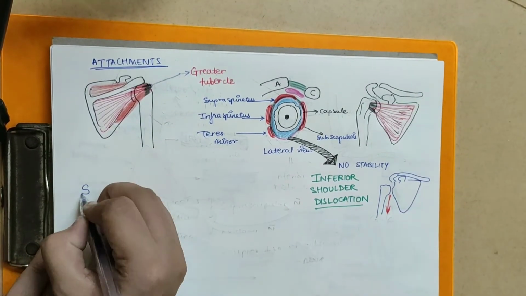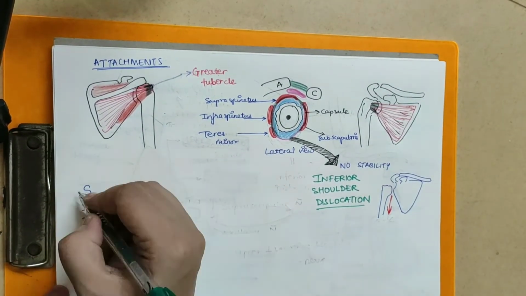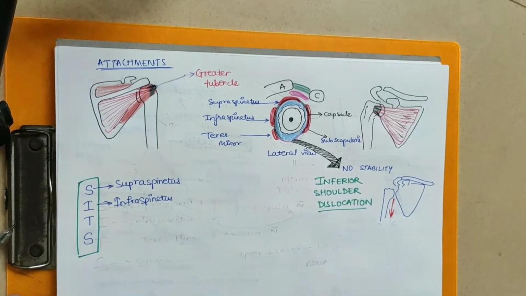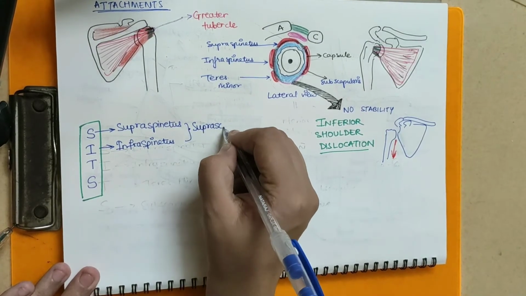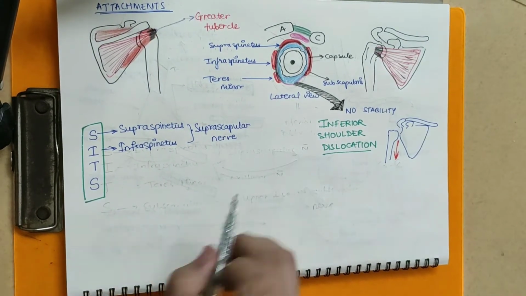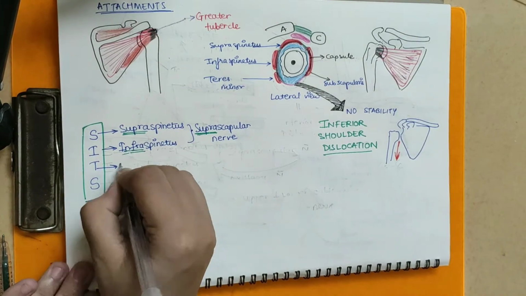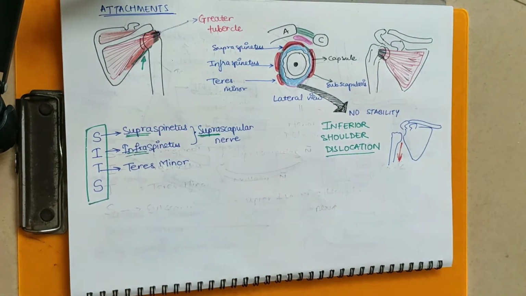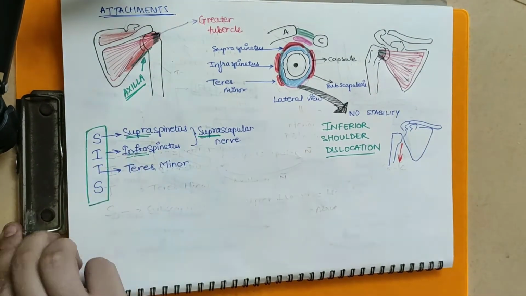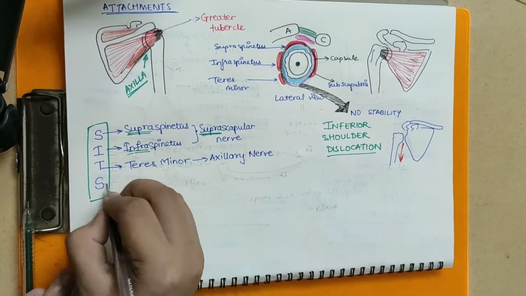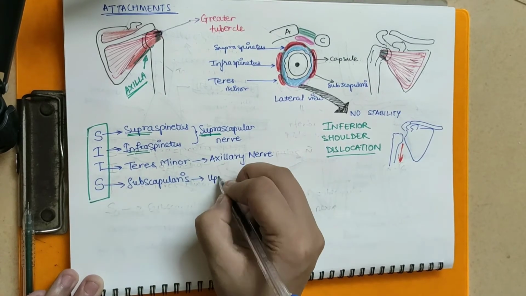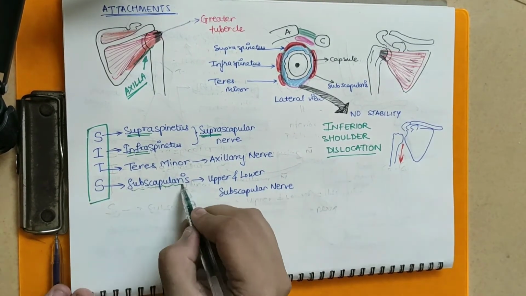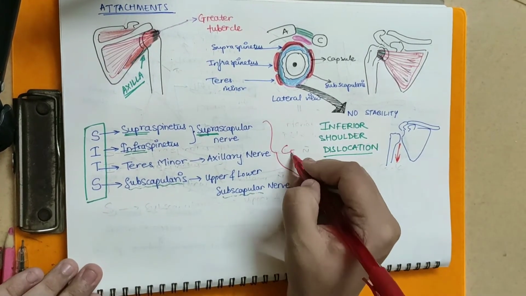The supraspinatus, infraspinatus, teres minor and subscapularis muscles, these 4 are known as the rotator cuff muscles, out of which the supraspinatus and infraspinatus are supplied by the suprascapular nerve. The teres minor, lying near the axilla, is supplied by the axillary nerve. The subscapularis muscle is supplied by the upper and lower subscapular nerves. The nerve root of all these nerves is C5 and C6.